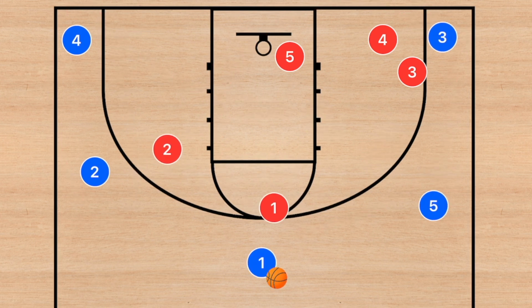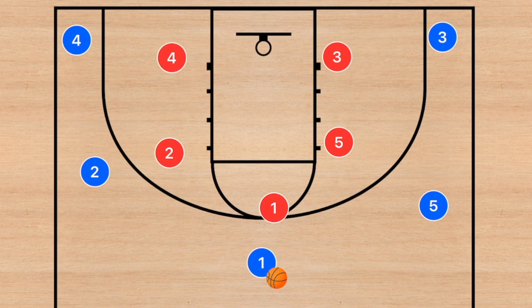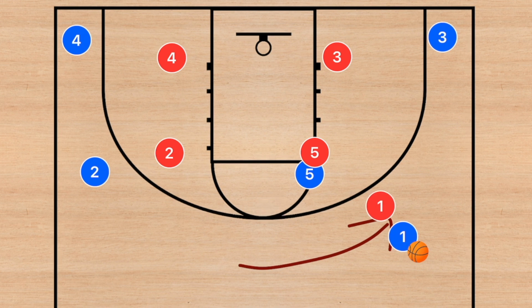In fact, this play works extremely well against a man-to-man defense as well. We're going to have player 5 go in, post up. We're going to have player 1 dribble out towards this right side. Player 5 is posting up in the high post.